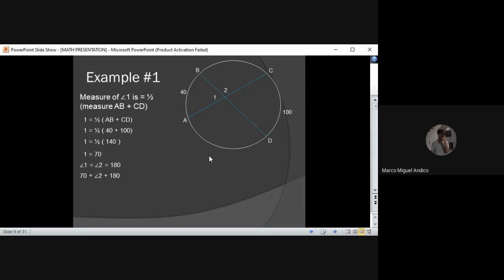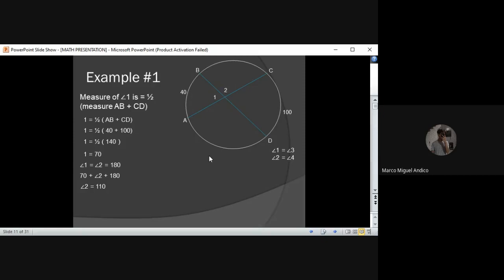So the value of angle 2 is 110. Next, diba sabi po kanina, kung ano yung opposite ng angle ay dapat ganun din po yung value niya. So ganito po ito: angle 1 equals angle 3 and angle 2 equals angle 4. So as simplified na po natin, angle 3 is 70 and angle 2 and 4 are 110.